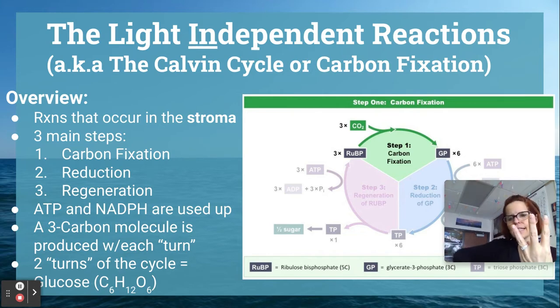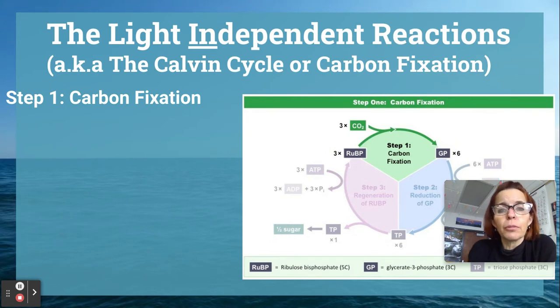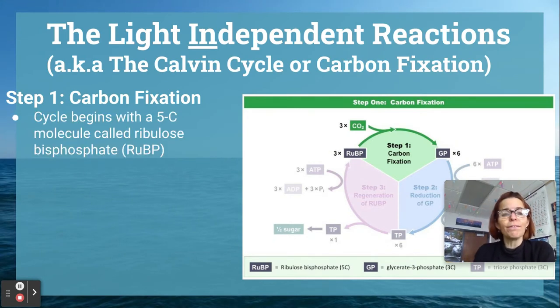So every single turn of the Calvin cycle, you're adding 3 carbons. So if it turns twice, now you have 6 carbons, and that's the number of carbons that are in a molecule like glucose. Okay, so let's go into a little bit more detail. So step 1, carbon fixation.